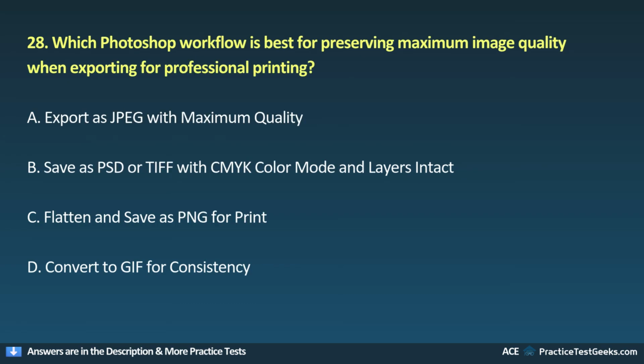28. Which Photoshop workflow is best for preserving maximum image quality when exporting for professional printing? A. Export as JPEG with maximum quality. B. Save as PSD or TIFF with CMYK color mode and layers intact. C. Flatten and save as PNG for print. D. Convert to GIF for consistency.